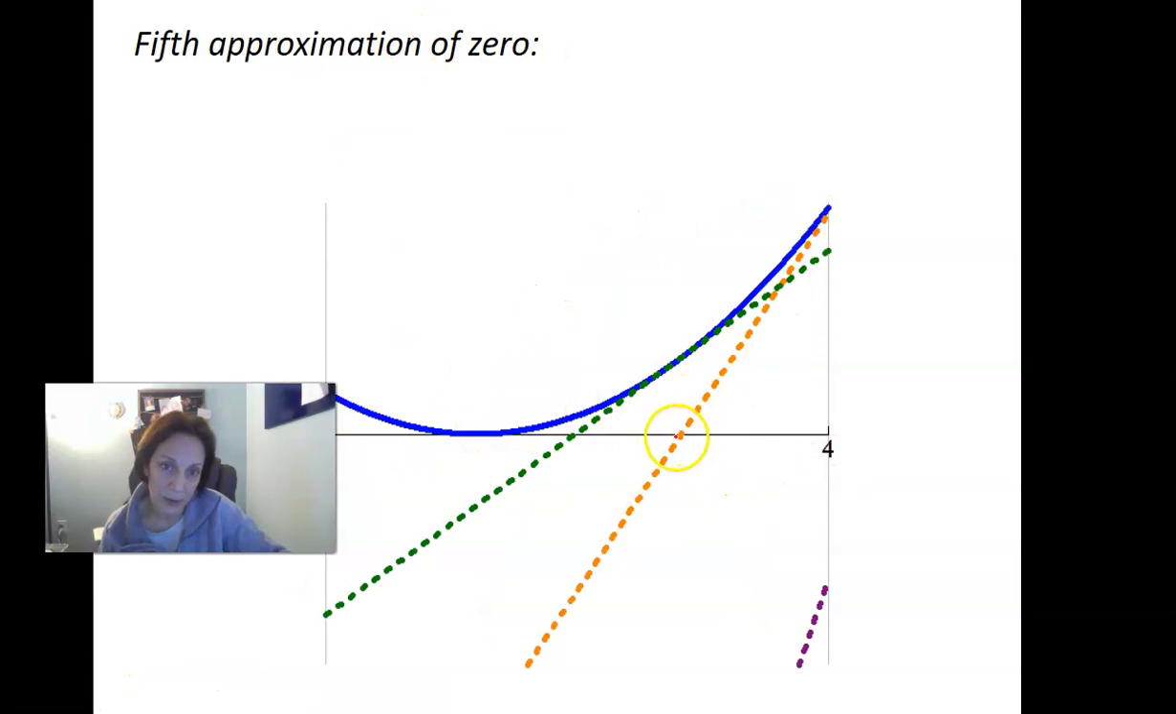Here's a fifth approximation. As you can see, I had nothing better to do with my time. So here's my fourth approximation. Here's my fourth tangent line. Follow it up to the curve, draw a new tangent line, swoop. We're getting really close here. I mean, look at this. This is only between 3 and 4, and I'm really, really close to my tangent line here.